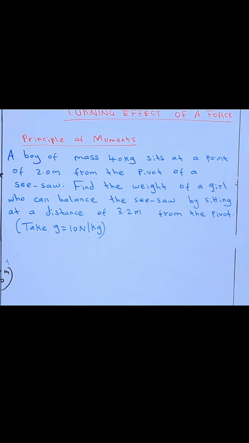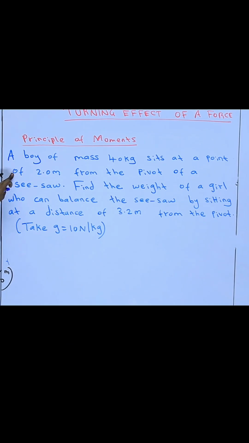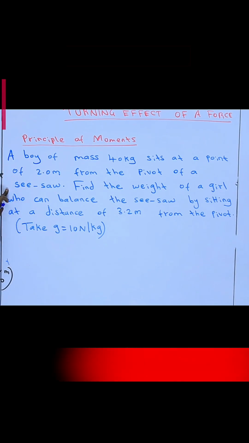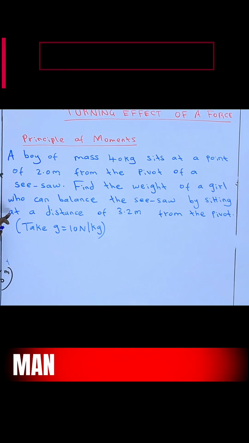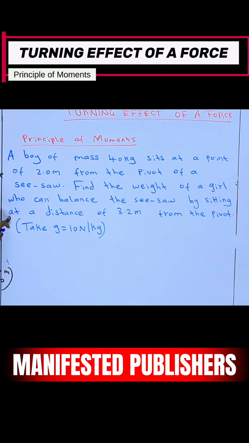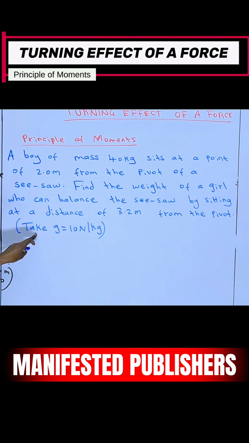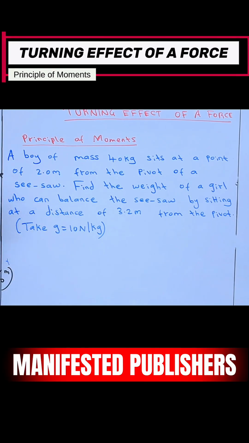We are told that a boy of mass 40 kilograms sits at a point of 2.0 meters from the pivot of a seesaw. Find the weight of a girl who can balance the seesaw by sitting at a distance of 3.2 meters from the pivot. We have been told to take gravitational force as 10 newtons per kilogram.